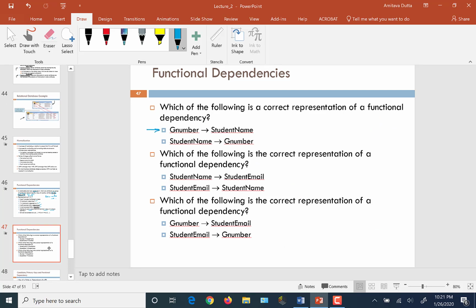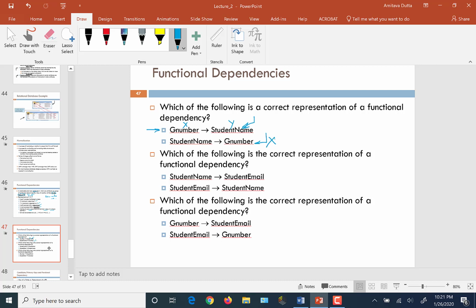So your X is G number and your Y is student name. If I give you one value of G number, you can give me exactly one value of student name. It uniquely determines student name.